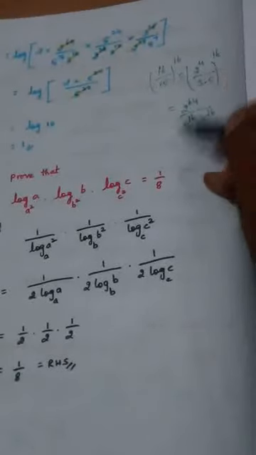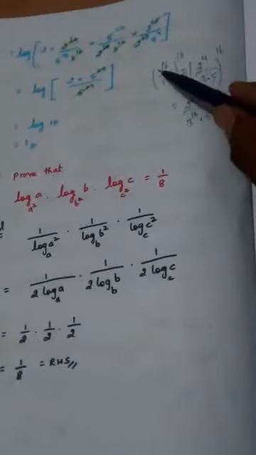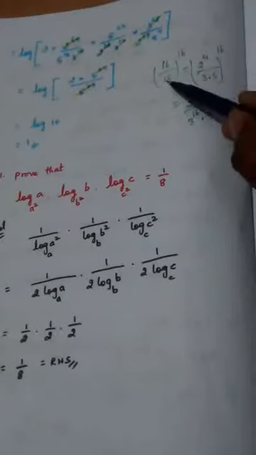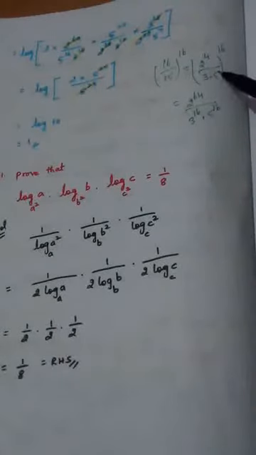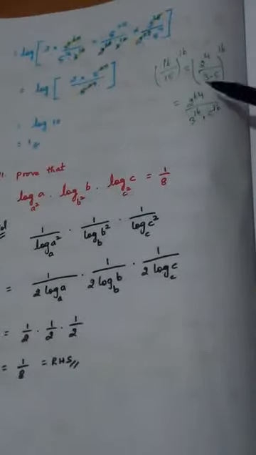It comes like this. Again I repeat, 16 can be written as 2 power 4. 15 can be written as 3 into 5. Now apply the power. 16 4s are 64. 16 will come here and here also. So it comes like this.